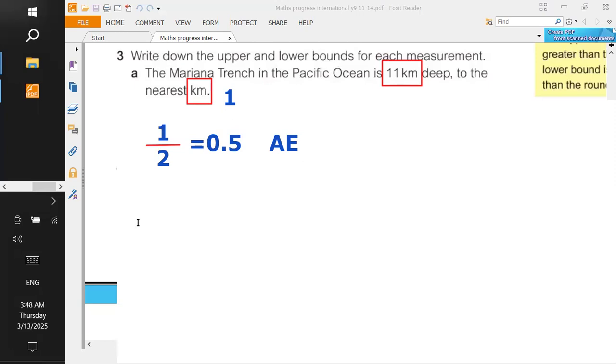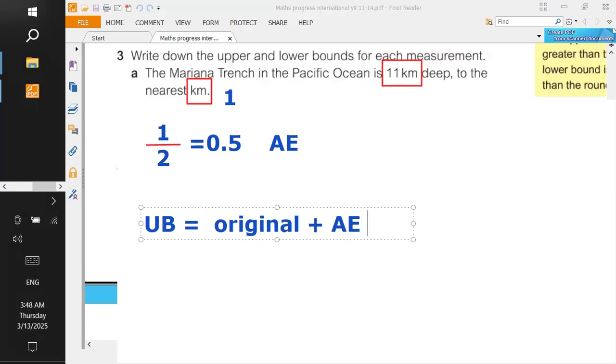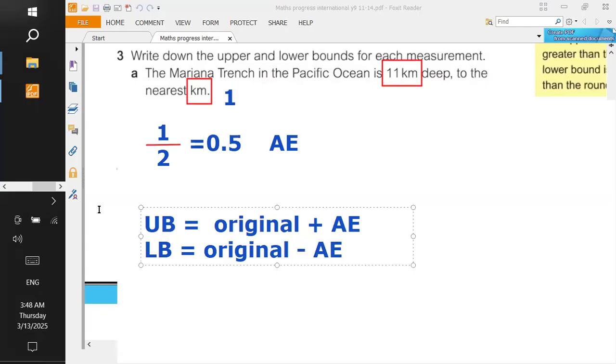Now, to find the upper and lower bound, what do I do? To find the upper bound, let's call it UP, I'm going to take the original and add the absolute error to it. So original plus absolute error. This is called the upper bound. And the lower bound equals the original minus the absolute error. This is how you find the upper and lower bound.